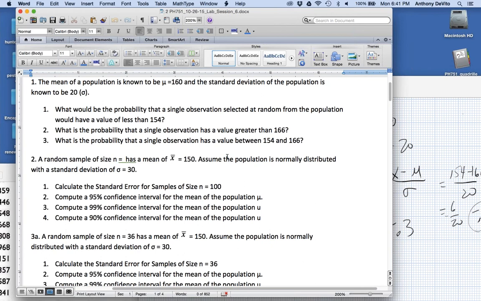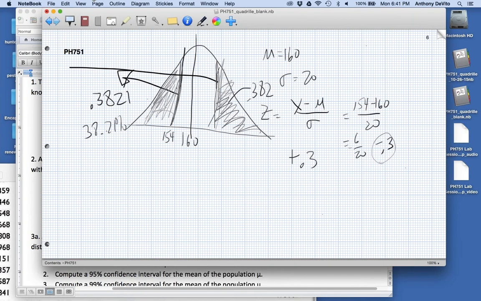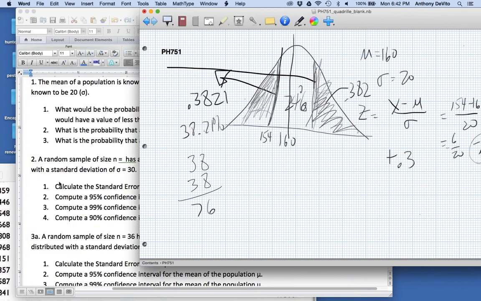And what's the probability that a single observation has a value between those two numbers? Well, let's see, 38.21 plus 38.21. I'm going to use 38 and 38. It's going to be 76, right? So that's going to leave 24% of the population between 154 and 166. Okay, so we got our juices flowing here. This is something we did probably around week 3. So let's move on to the next step.